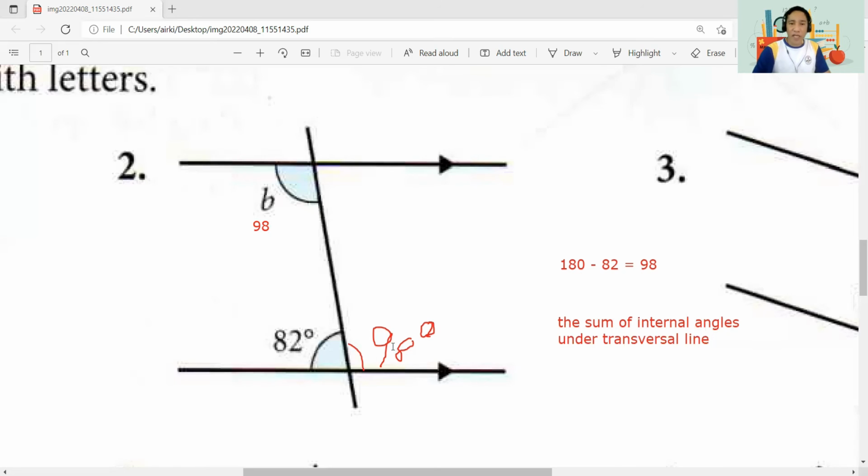And alternating angles to 98 degrees is the angle B. So therefore, the value of angle B is 98 degrees.